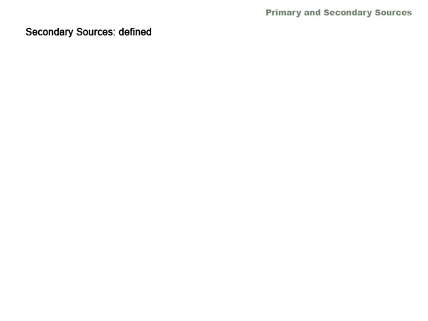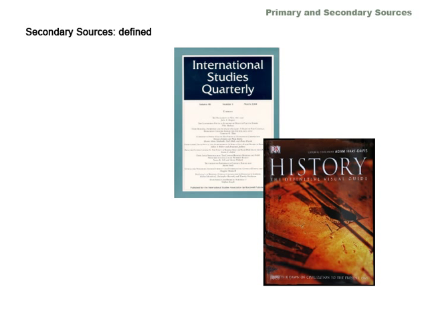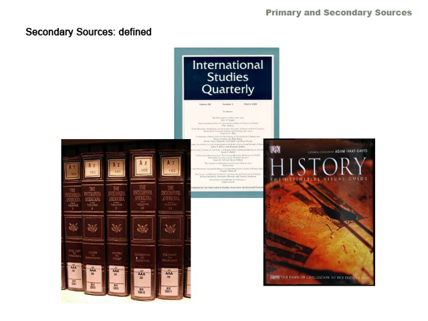Let me tell you about some of the characteristics of secondary sources. Secondary sources interpret and/or analyze primary sources. These sources are at least a step removed from what they are describing. Usually, secondary sources are published works.